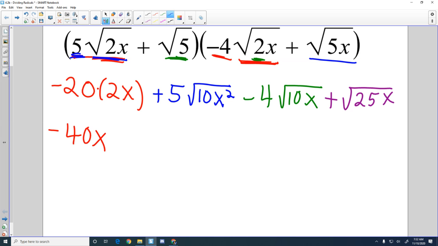But x squared, we can simplify that. We know that the square root of x squared is just x. And so this x is going to kind of escape that radical, right? I can make one group of 2. And so that 1x is going to come out in front, right next to the 5. So this will be plus 5x. And the 10 is still stuck underneath that radical.